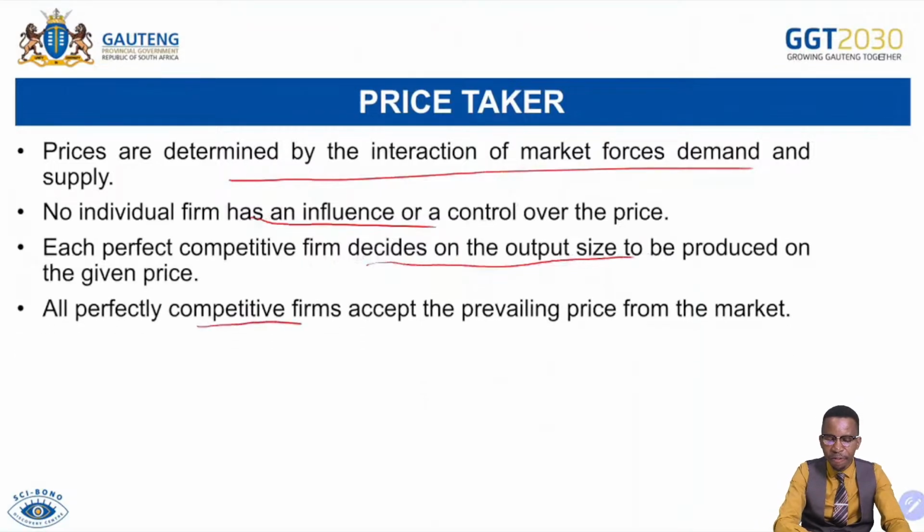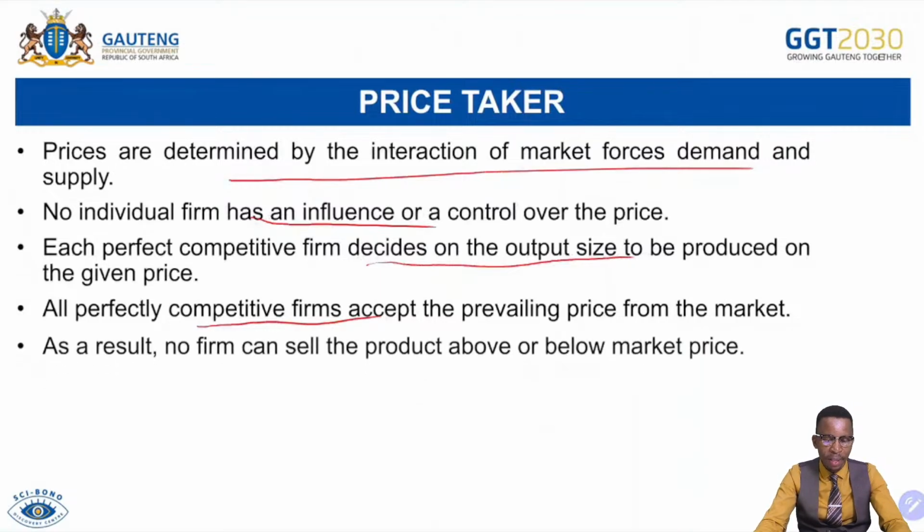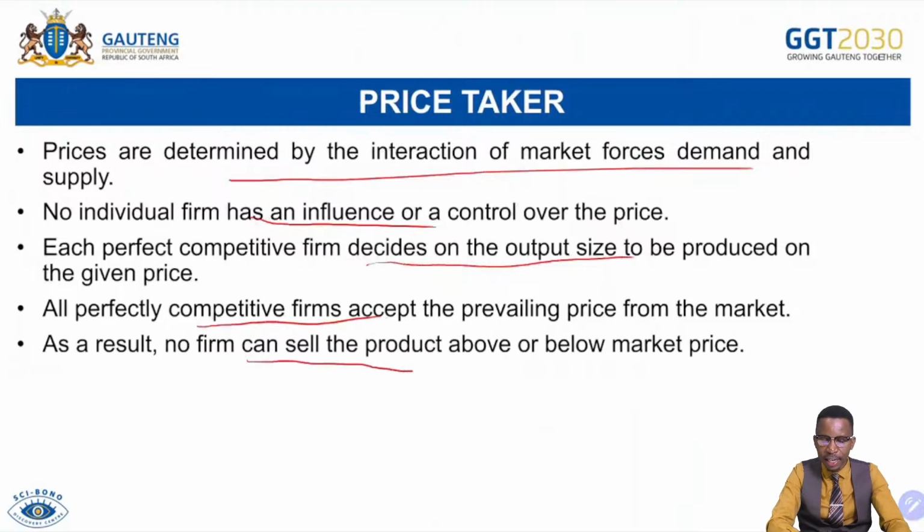All perfectly competitive firms accept the prevailing price from the market, or they accept the market price that has been provided to them. They don't set any price. As a result, no firm can sell the product above or below the market price. So if the firm sells above the market price or below the market price, the firm is no longer regarded as a part of the perfect market.